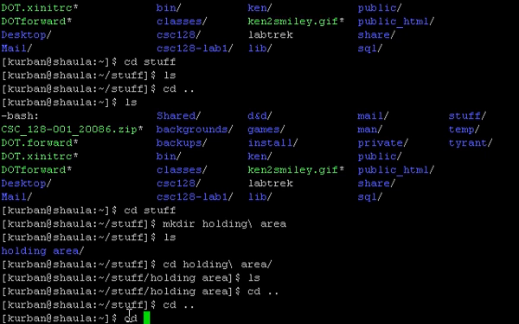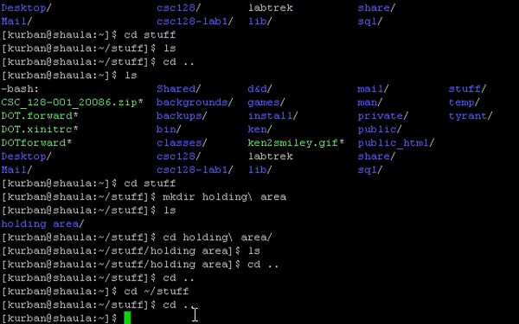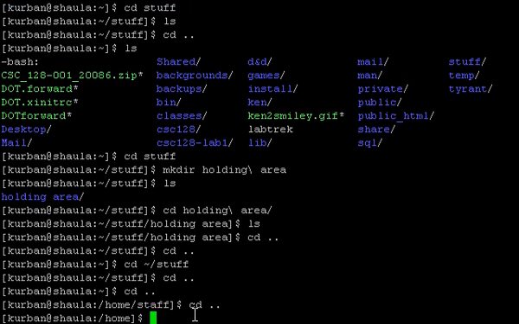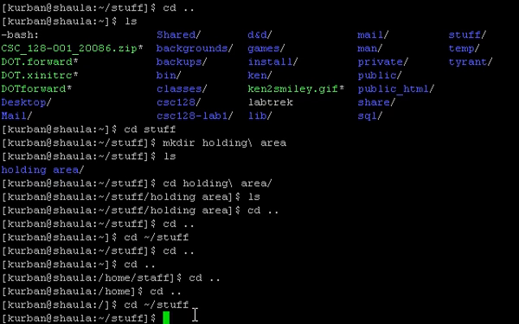Absolute would be something like cd ~/stuff, spell it right, and that'll move me to this stuff directory. It doesn't matter what directory I'm in. Let's go all the way back. Whenever I type, no matter where I am, cd ~/stuff, it'll always bring me to the home directory under stuff. So that's what an absolute directory is. It's always going to bring you to the same place.